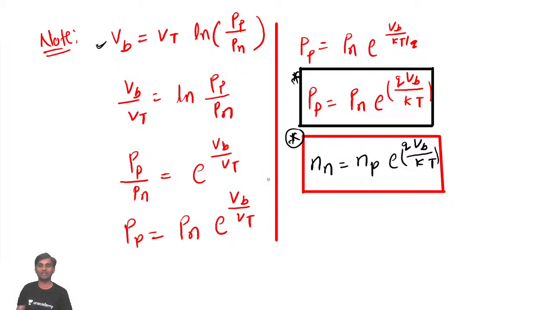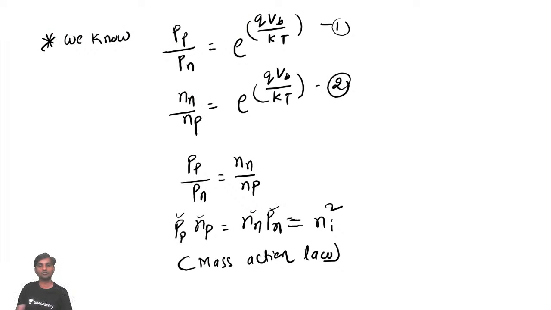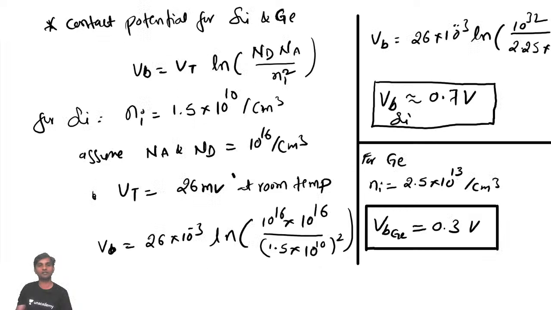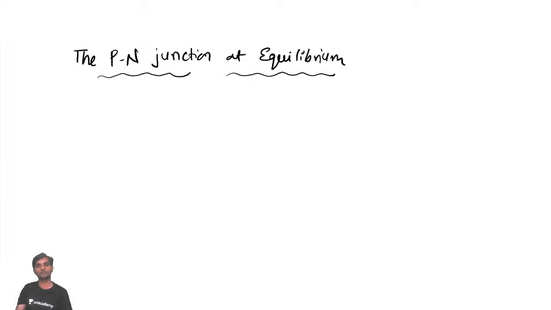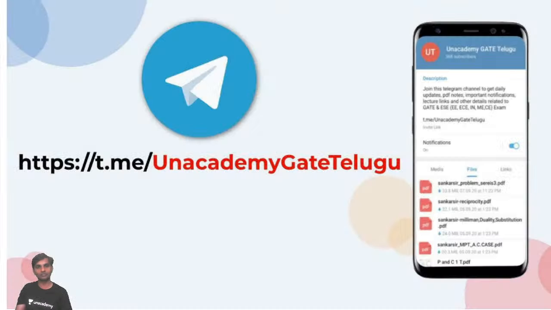We have also calculated something different, PP and NP, whatever we have discussed, and this is our mass action law. From that we have derived and calculated the contact potentials of silicon and germanium. For silicon it is 0.7 volts, germanium is 0.3 volts. We have discussed some PN junction diode applications, and tomorrow we will discuss in detail about PN junction equilibrium. We have not completed it yet.